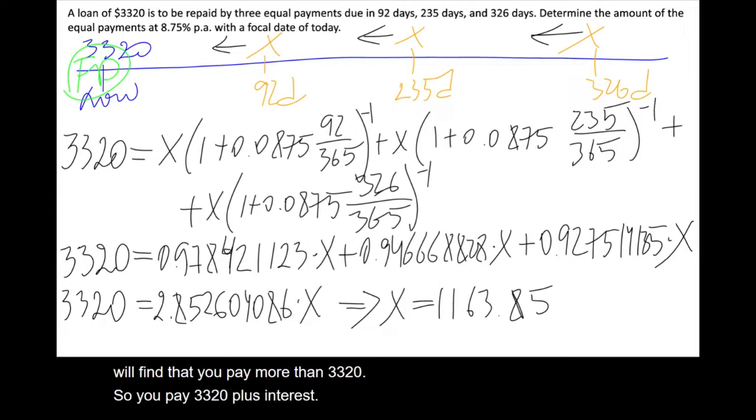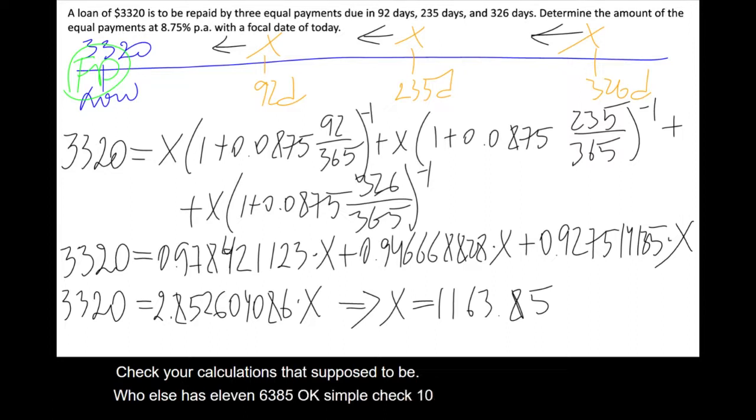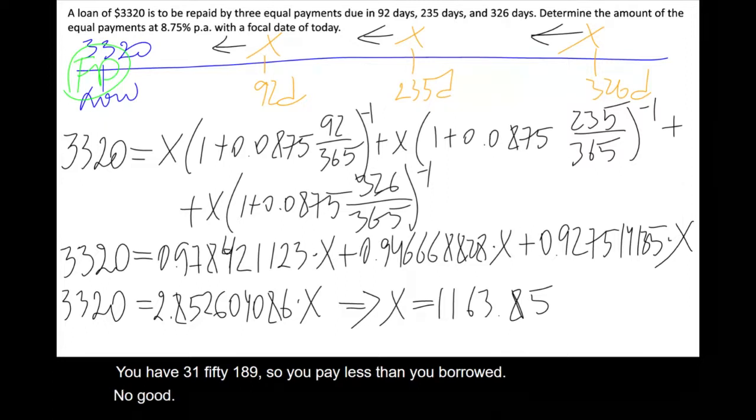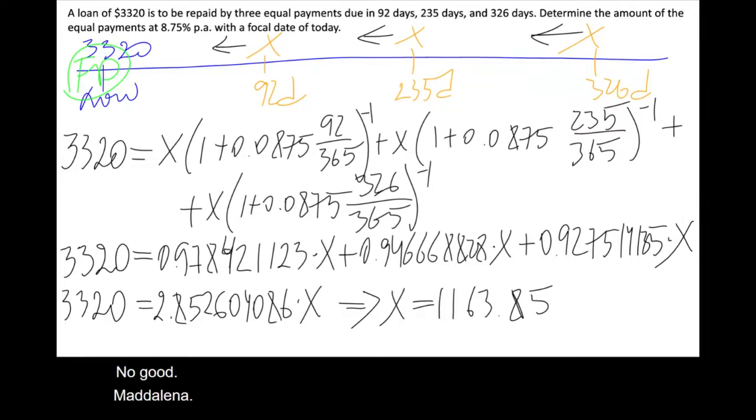Well, check your calculations. That's supposed to be. Who else has 1163.85? Okay, simple check. 1050.63 times 3. You have 3151.89, so you pay less than you borrowed. No good? Madalena? You got it? Oh, that's a nice check-in. Thank you for that.